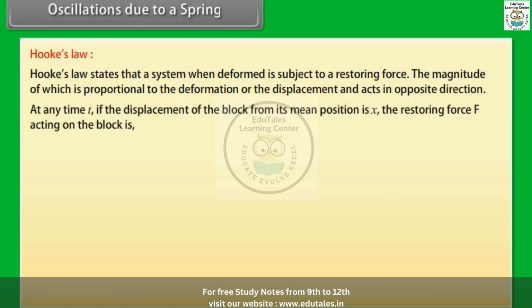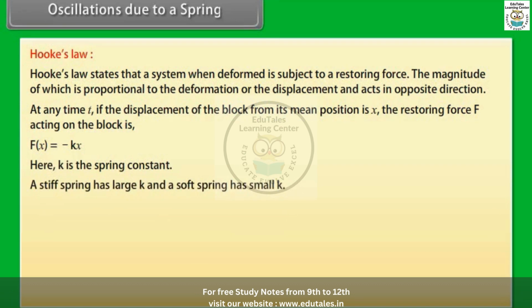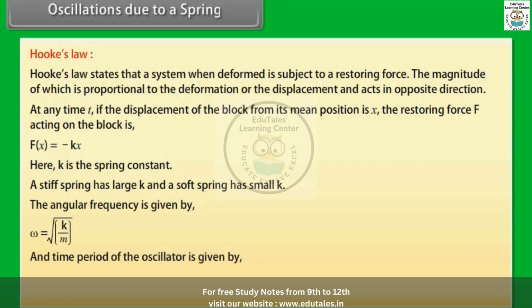At any time t, if the displacement of the block from its mean position is x, the restoring force F acting on the block is F(x) is equal to minus kx. Here, k is the spring constant. A stiff spring has large value of k and soft spring has small value of k. For this system, angular frequency is given by omega is equal to under root k upon m. And time period of the oscillator is given by T is equal to 2 pi under root m upon k.